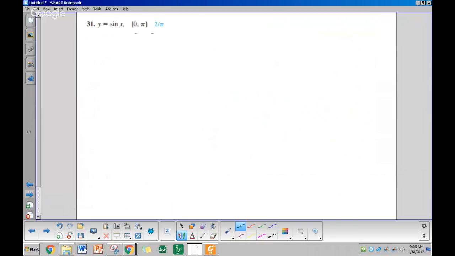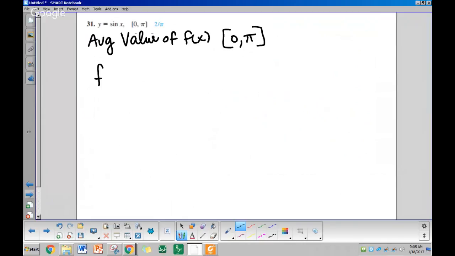31. Can you help me with the instructions on 31? Average value of the function, and then some. We want the average value of the function? Yes. Average value of f of x over 0 to pi. All right, well, let's refresh our memory. What's the average value formula?